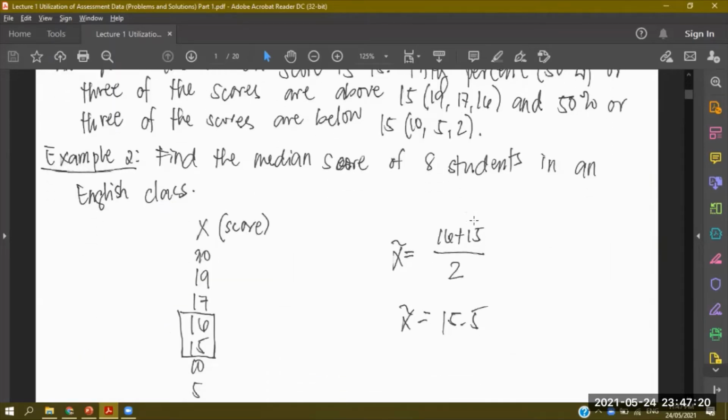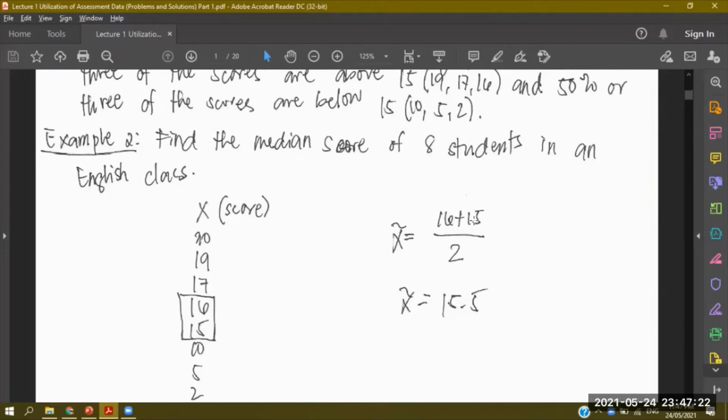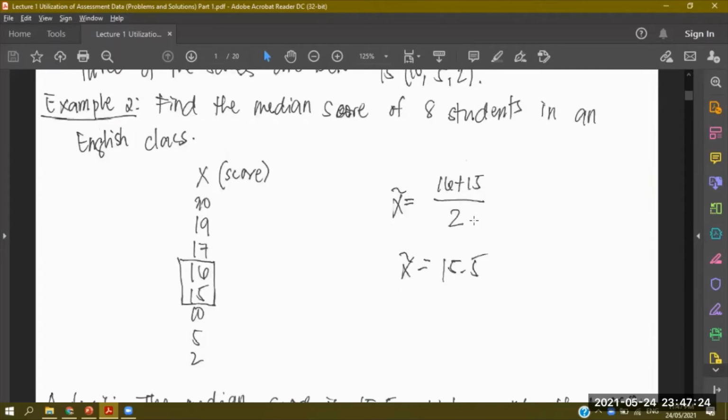Again, example number 2, find the median score of 8 students in an English class. So we have 8 scores. Let's try to count. We have 1, 2, 3, 4, 5, 6, 7, 8. So we have 8 scores. And then let's try to count the middle score. We have 32, 19, 17, 16. So meaning to say, meron tayong 2 middlemost scores. We have 16 and 15.